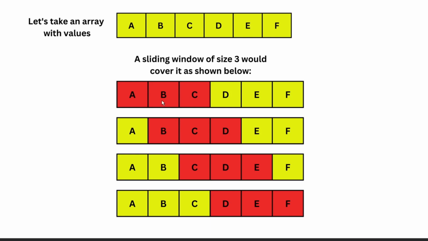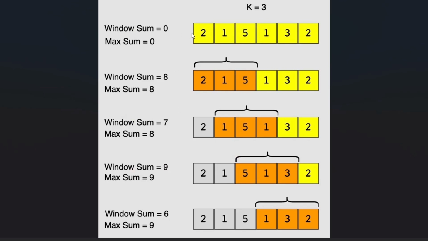A sliding window of size 3 would cover it as shown below: 0, 1, 2. This is the size of the window. Then we push it over to B, C, D, and we subtract the element that left the window. Suppose we want to get the maximum sum of a subarray. This is the array 2, 1, 5, 1, 3, 2.